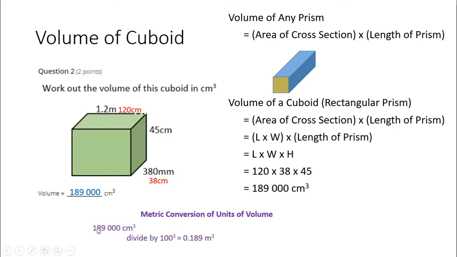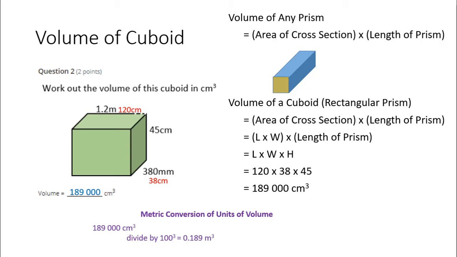If you've got a volume in centimeters cubed, most people make the mistake of thinking to convert from centimeters to meters, I just divide by 100. But to convert from centimeters cubed to meters cubed, we actually need to divide by 100 cubed because we're converting all three dimensions.